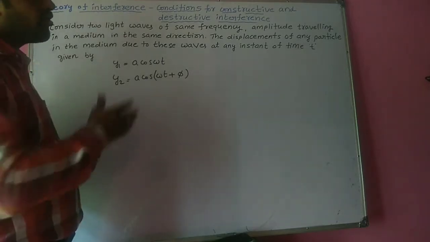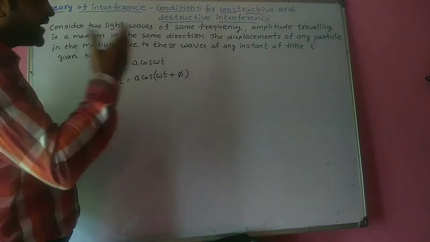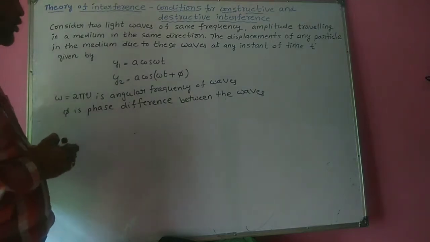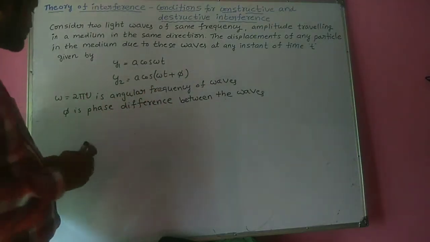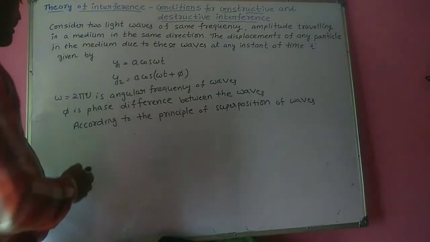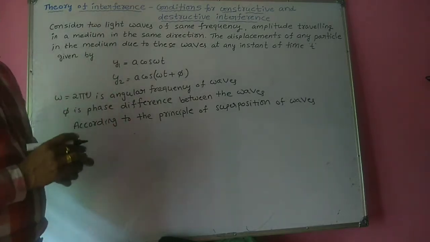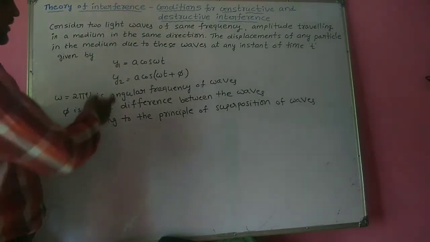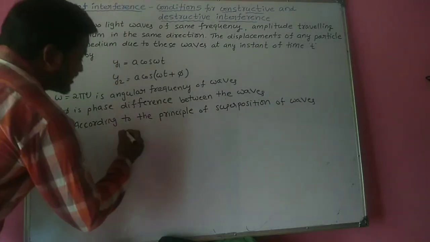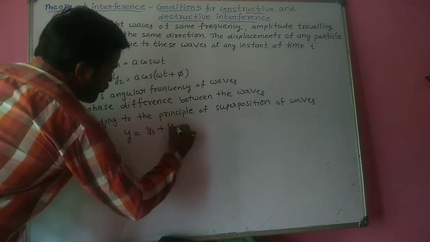y1 is the displacement of a particle due to the first wave and y2 is the displacement of the particle of the medium due to the second wave, where omega is equal to 2 pi nu is the angular frequency of the waves and phi is the phase difference between the waves. According to the principle of superposition of the waves, the resultant displacement of the particle of the medium is equal to the vector sum of the displacements due to the individual waves. So you can take the resultant displacement y is equal to y1 plus y2.